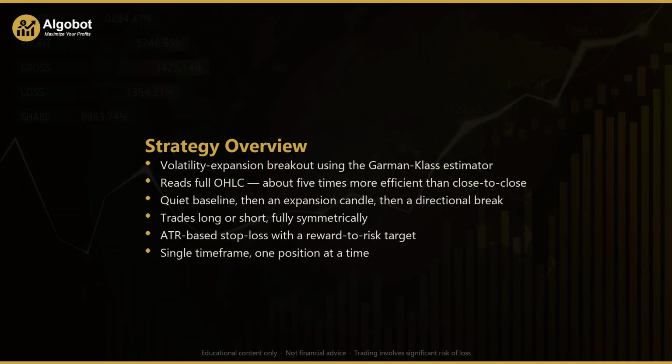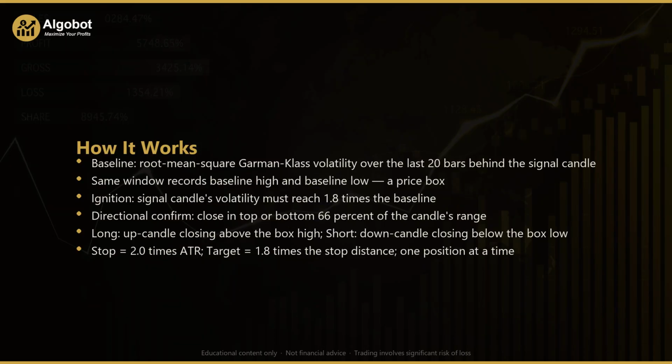move. This approach may appeal to traders who are curious about volatility-based systems and breakout logic, and who prefer a rules-based, symmetric approach that treats longs and shorts the same way. Risk is handled with an average true range stop and a fixed reward-to-risk target, and the EA holds only one position at a time. As always, remember this is educational information only, not financial advice, and trading always involves the risk of loss. Let's walk through the exact logic step by step.